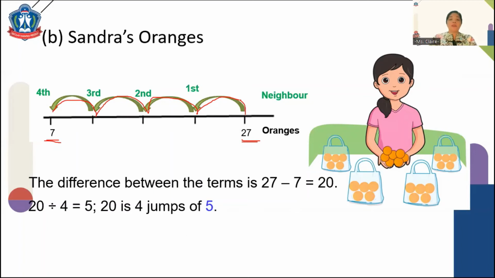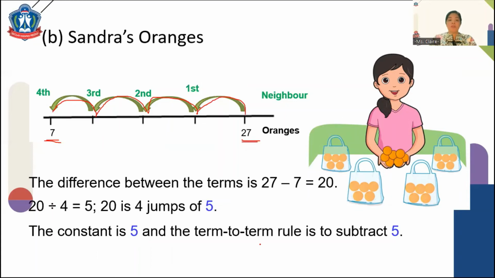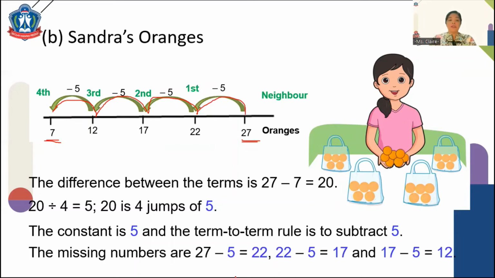So it means 27 minus 5. We always subtract 5. This is our constant. So 27 minus 5 is 22. 22 minus 5 is 17. 17 minus 5 is 12. And 12 minus 5 is 7. That's correct. So the missing numbers are 27 minus 5 is 22, 22 minus 5 is 17, then minus 5 is 12.